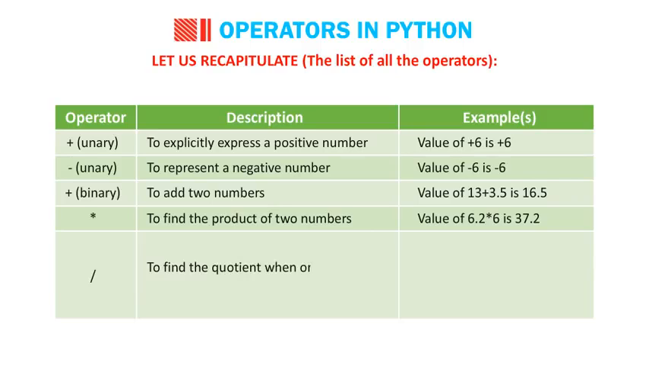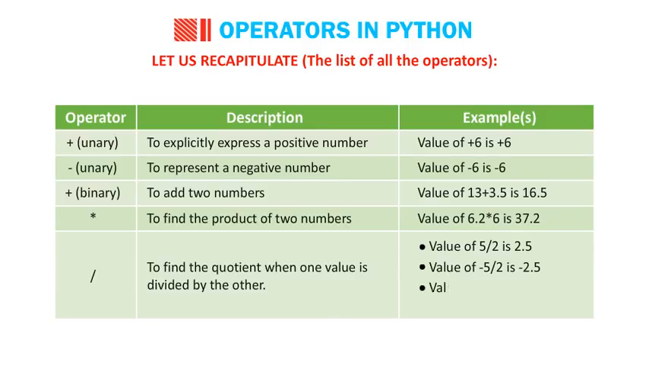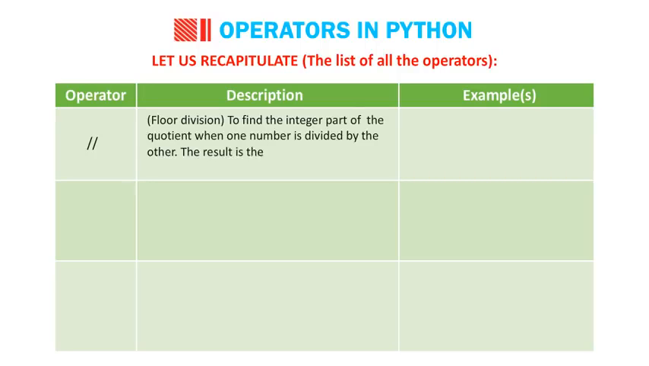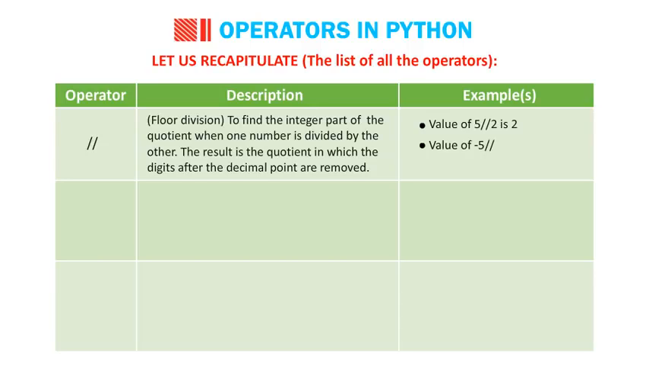Division. Defines the quotient when one value is divided by the other. Value of 5/2 is 2.5. Value of -5/2 is -2.5. Value of 10.0/3 is 3.333333333333335. Slash slash, floor division. To find the integer part of the quotient when one number is divided by the other. The result is the quotient in which the digits after the decimal point are removed. Value of 5//2 is 2. Value of -5//2 is -2. Value of 10.0//3 is 3.0.